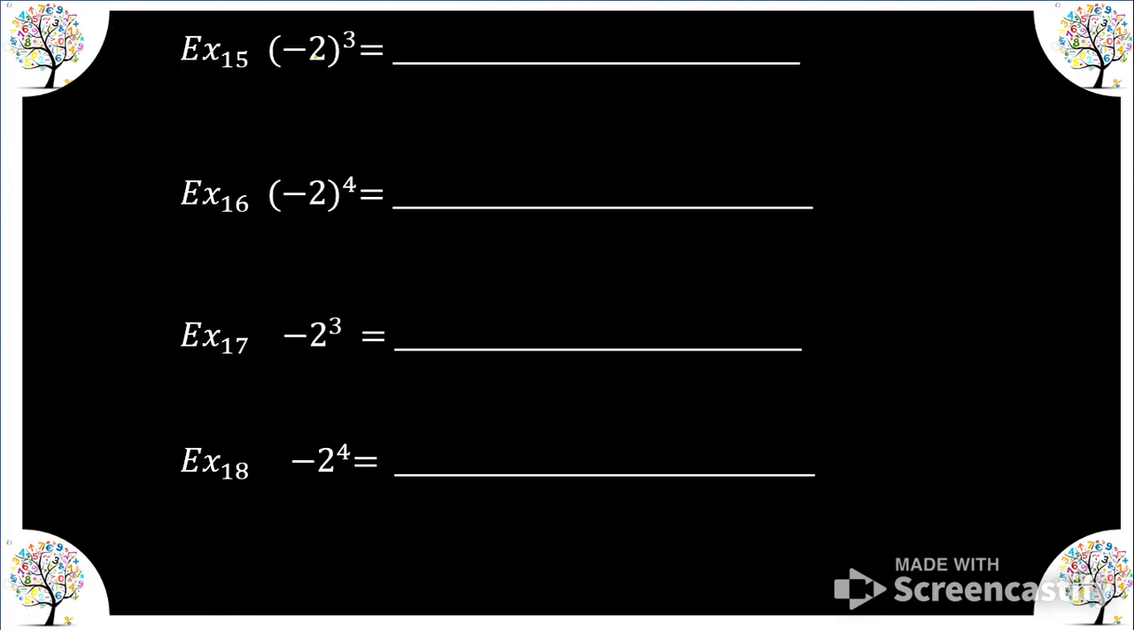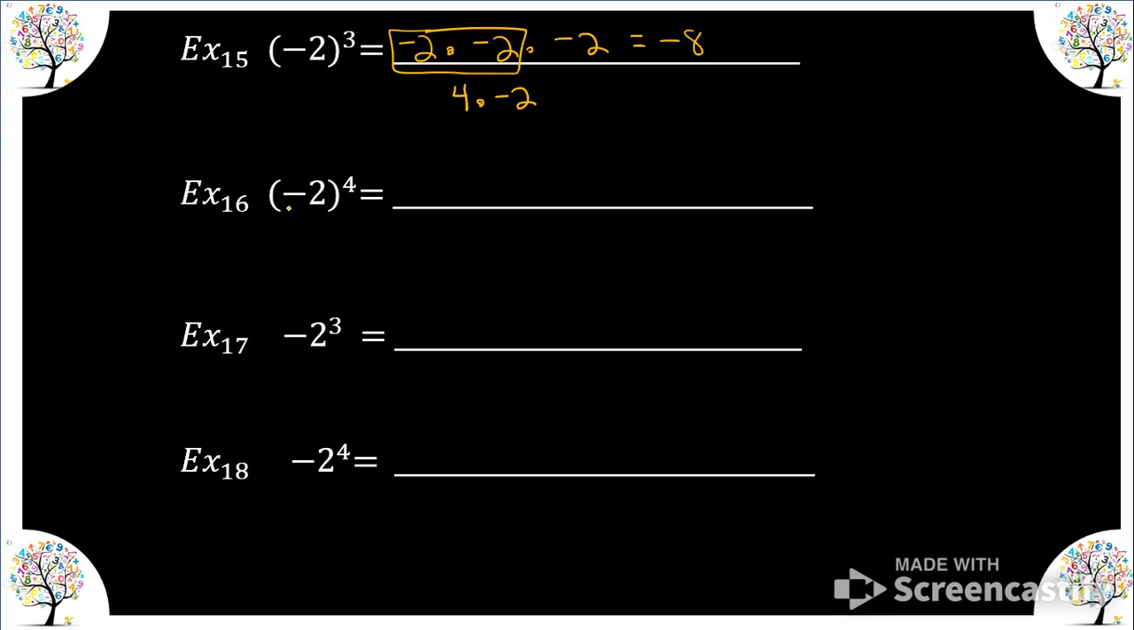So let's do some examples together. We're going to be very careful noticing what the base is. The base looks the same in all these problems, but it is not. This is a base of -2 raised to the third. Negative is part of the base, so it gets expanded: -2 times -2 times -2. So we multiply the first two numbers to get +4 times the third -2, and we get -8.